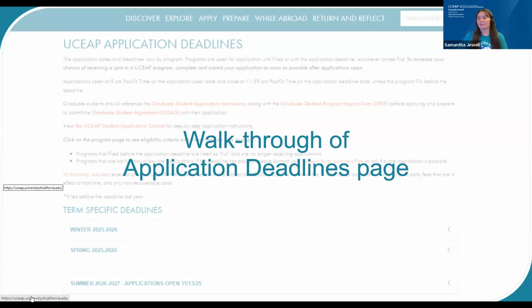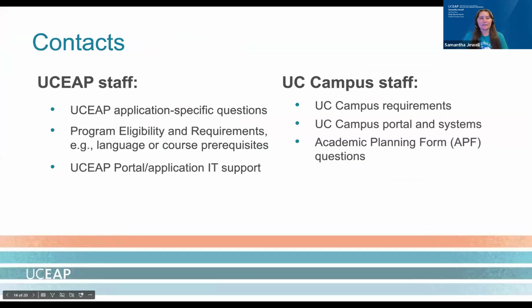All right, now we're going to go on to contacts. At any point of the application process, if you're confused about an application or your eligibility for a program, this is who you'll contact. You can contact UCEAP staff for any UCEAP-specific application questions, like language GPA, regular GPA, major eligibility, or any course prerequisites.